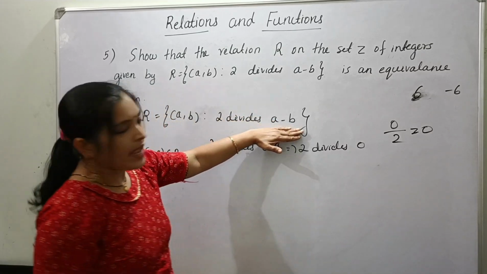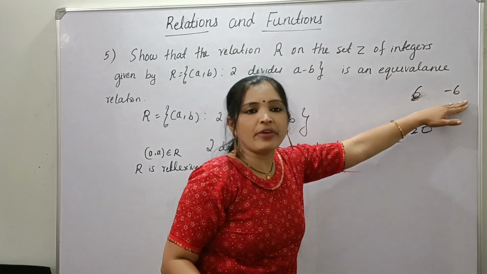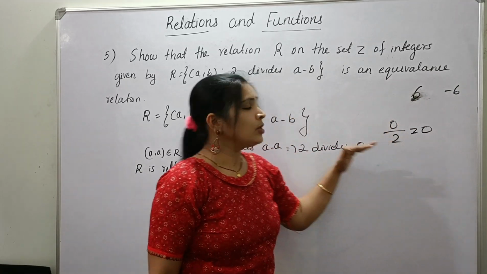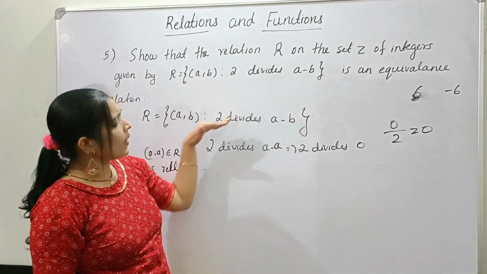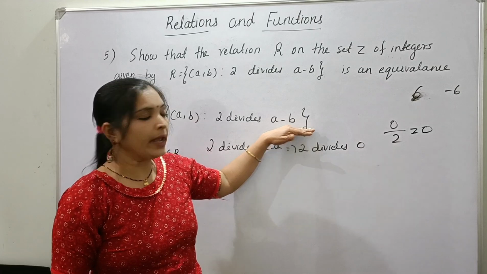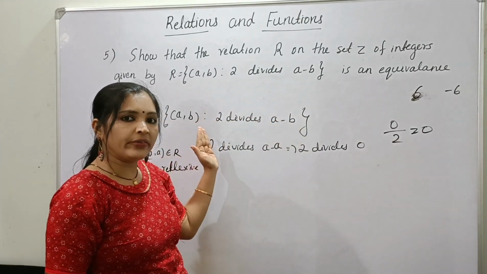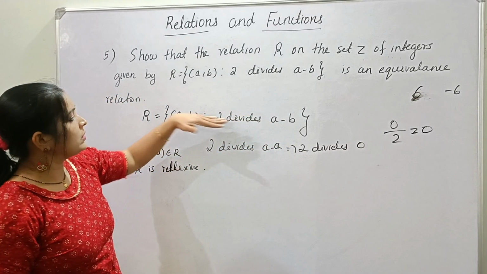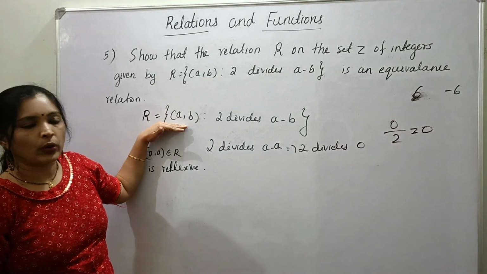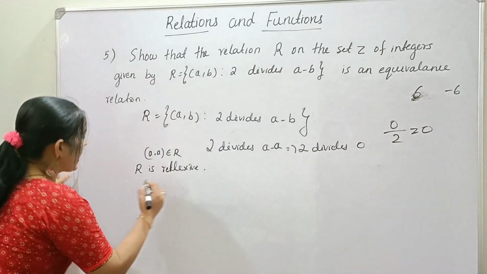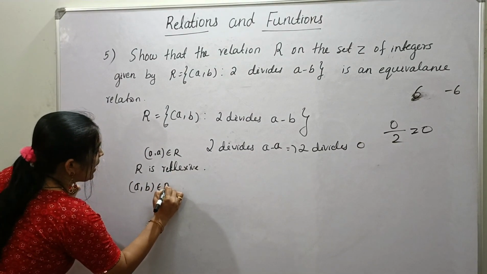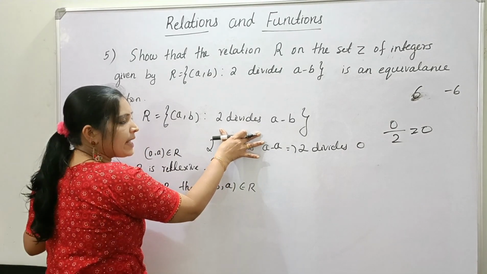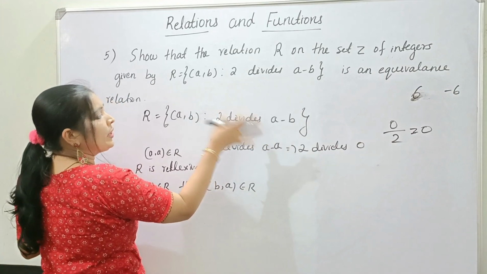So here, if 2 divides a minus b, if 2 divides 6, then 2 divides minus 6 also, right? Because minus 6 by 2 is minus 3, and 6 by 2 is 3. So if 2 divides a minus b, then 2 divides b minus a too. Therefore, here (b, a) belongs to R. If (a, b) belongs to R, then (b, a) belongs to R. Why? If 2 divides a minus b, then 2 divides b minus a.